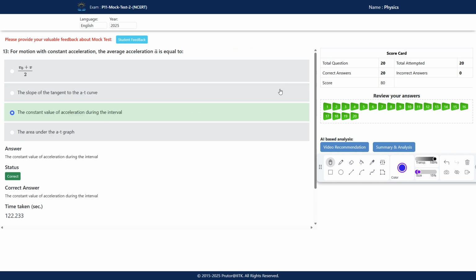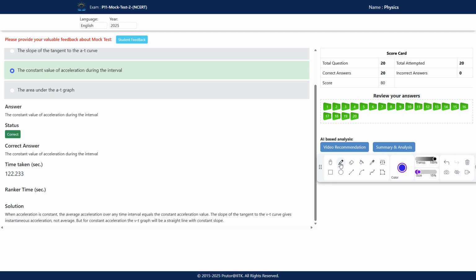For motion with constant acceleration, the average acceleration is equal to this one. The constant value of acceleration during the interval is this, because when acceleration is constant, the average acceleration over the time interval equals the constant acceleration value. The slope of the tangent of the v-t curve gives the instantaneous acceleration, not the average. But for constant acceleration, the v-t graph will be a straight line with constant slope.